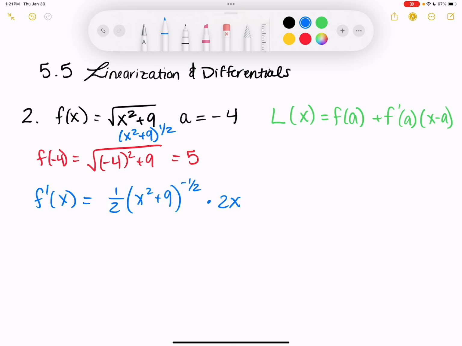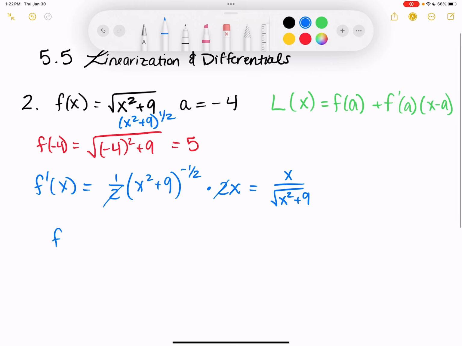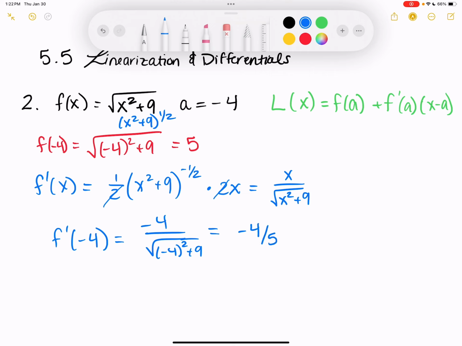All right, so the 2's here are going to cancel. This 2 and this 2 in the denominator are going to cancel. Bye-bye. So I end up with x over the square root of x squared plus 9. So now that's the derivative of f of x, but I need f prime of negative 4. So f prime of negative 4 is negative 4 over the square root of negative 4 squared plus 9, which we already know what that is. So this is negative 4 over 5. Then the x minus a part is just x plus 4.